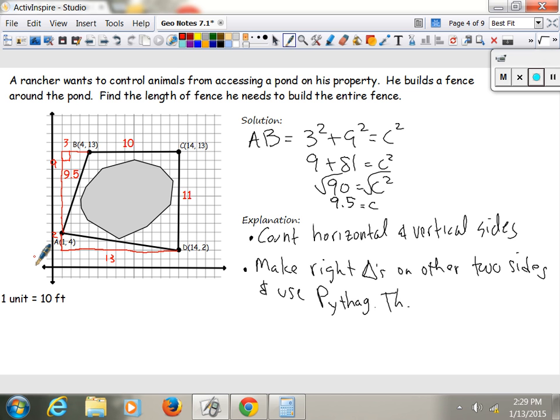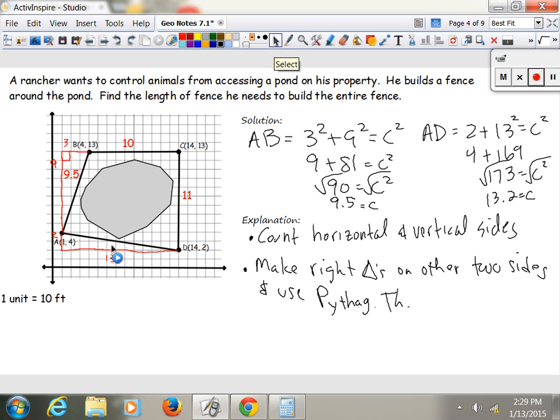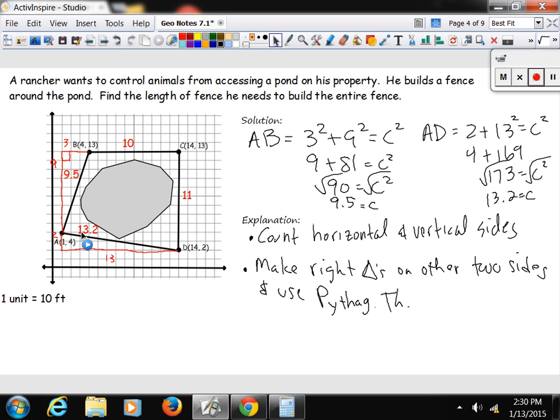We know C is bigger than what? Bigger than 13. It's got to be the biggest side, and the biggest leg is 13, so it's got to be bigger than that. So we're going to use 2 squared plus 13 squared. So to get AD, 2 squared plus 13 squared equals C squared. 4 plus 169 is 173. And you square root both sides. You're going to get 13.2. So this amount down here is 13.2.